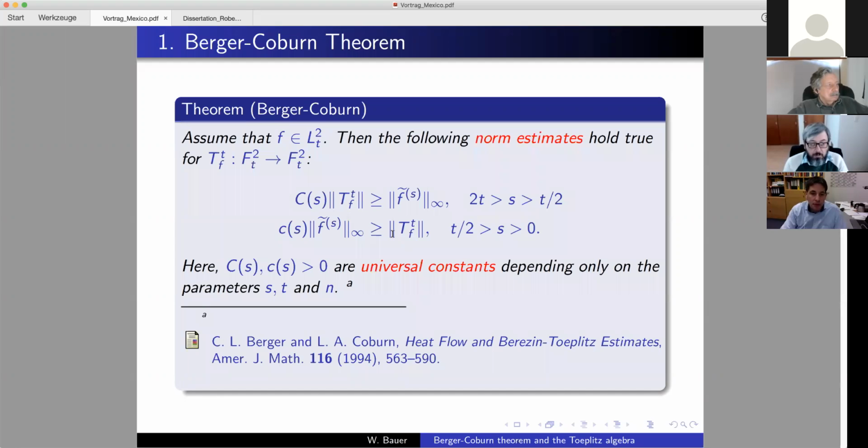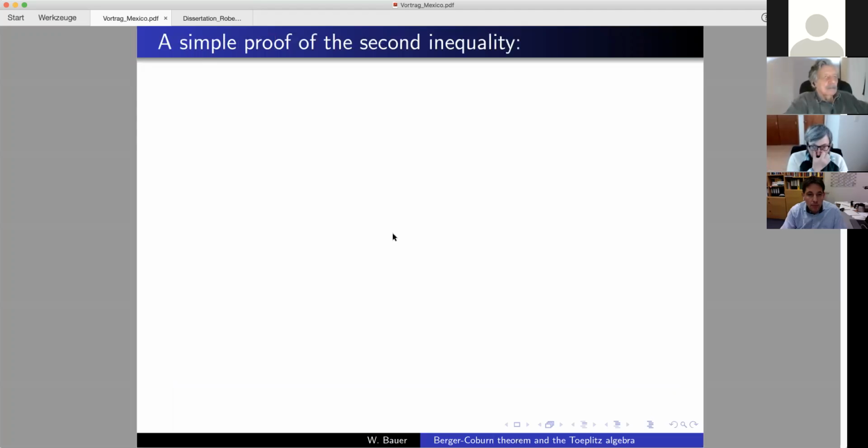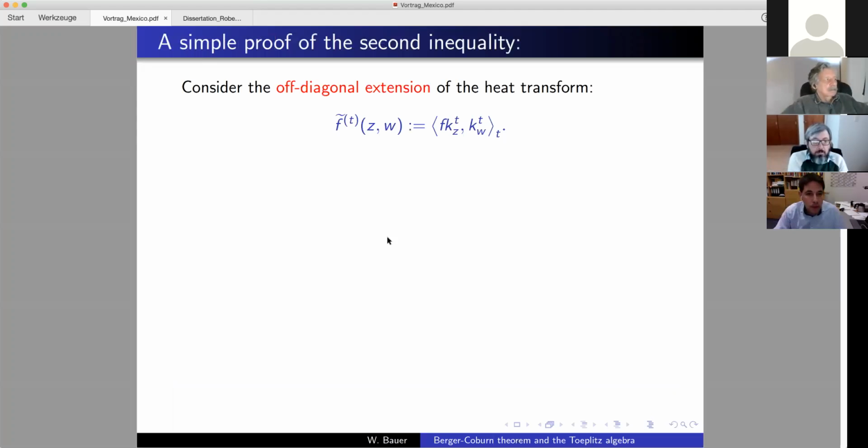But in fact, this only works if p equals 2, and it's a bit complicated. Here I want to explain that it actually is just a consequence of the Schur test. So I want to give a simple proof of this second inequality. Here's the idea. We look at the off-diagonal extension of the heat transform, or what I call the Berezin transform. So I replace in the Berezin transform the second variable z by a w, and then I get this function here.